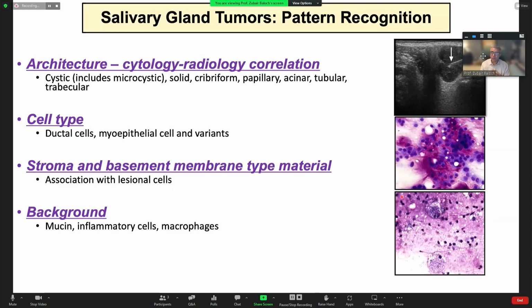Now, let's look at how we diagnose these tumors. I think it's about pattern recognition, and to me, that pattern recognition also correlates with what we see on cytology.